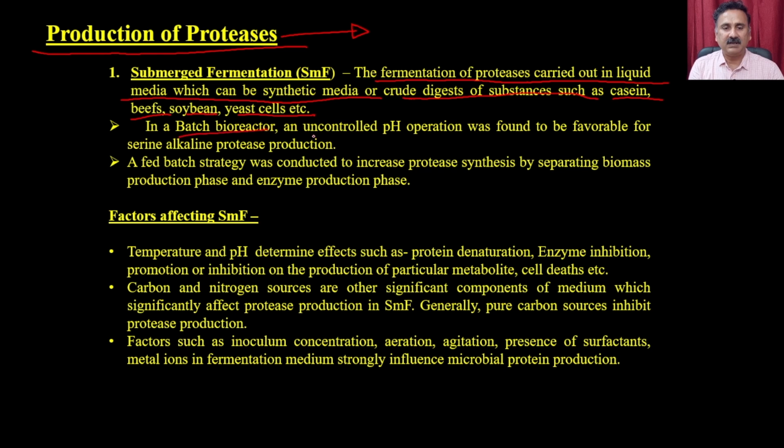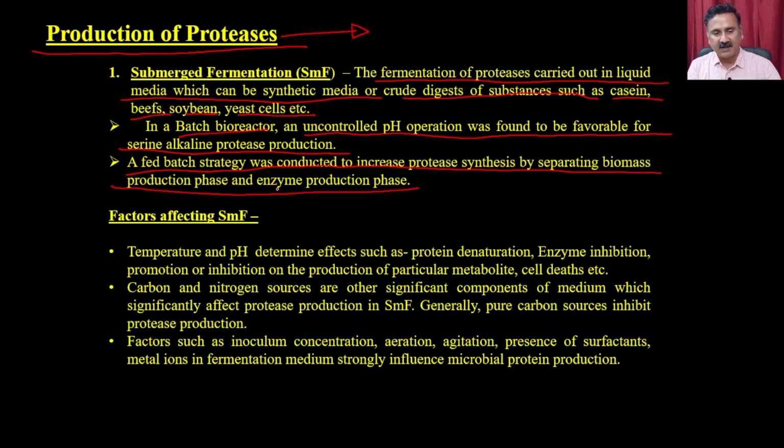In a batch reactor, an uncontrolled pH operation was found to be favorable for serine alkaline protease production, and a fed batch strategy was used to increase protease synthesis by separating the biomass production and the enzyme production phase. There are multiple factors which affect fermentation-based protease production, like submerged fermentations.